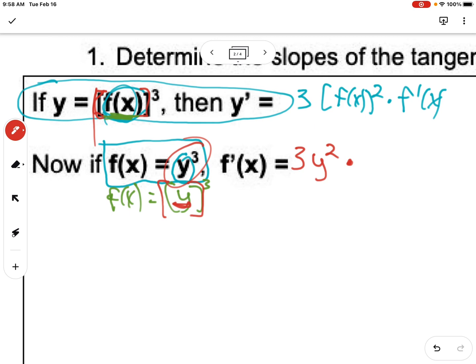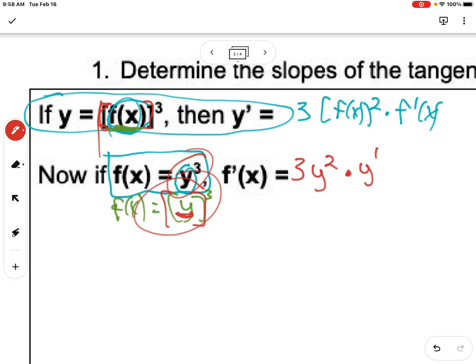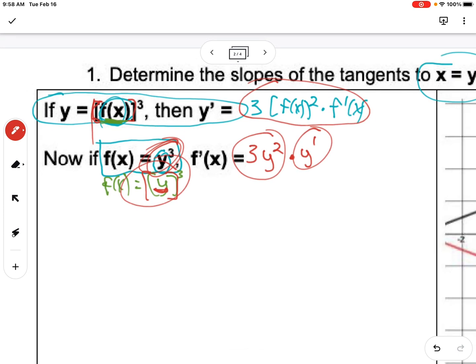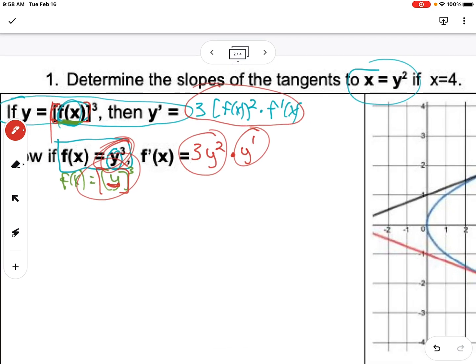Well, what's the inside derivative? Just y prime. The derivative of y is y prime. Okay, so I have to see it that way. So the derivative of y cubed is 3y squared multiplied by y prime. Okay, it's the chain rule. If you notice, it's the exact same as this. Okay, so let's go back over to this.